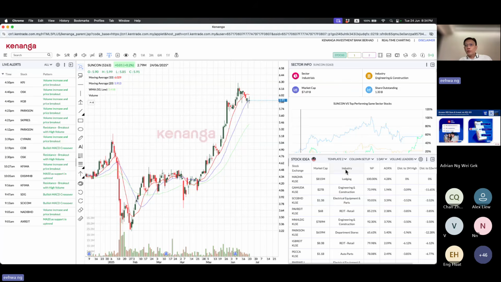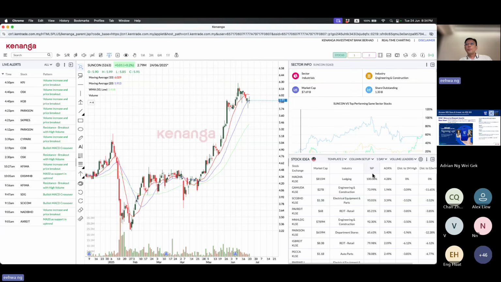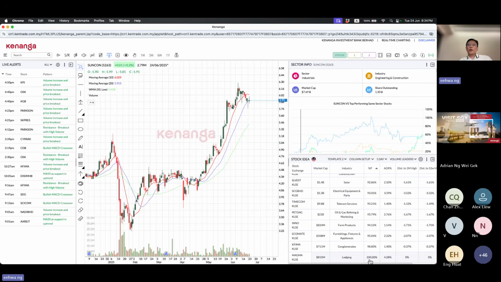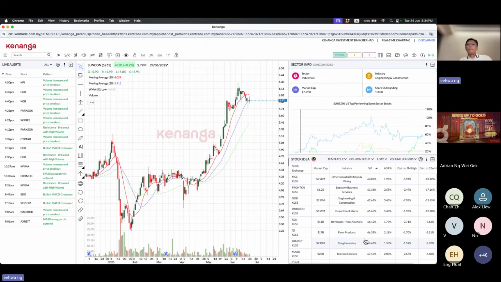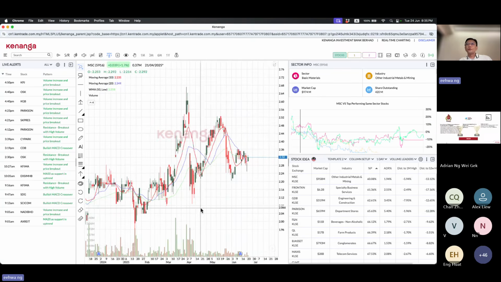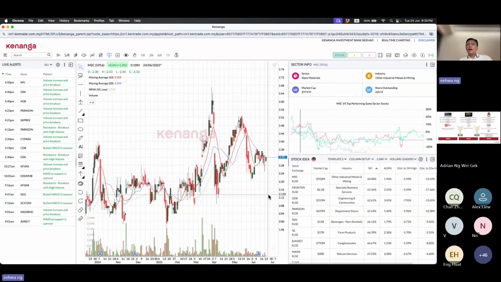So coming down to this list, now it is jumbled up. So I usually would like to sort it by the percentage. I want to see the lowest strength first, all the way to the highest strength. So let's go. First one, MSC. Once you click on MSC, 60%. See, the trend is not so strong. This one we don't want.